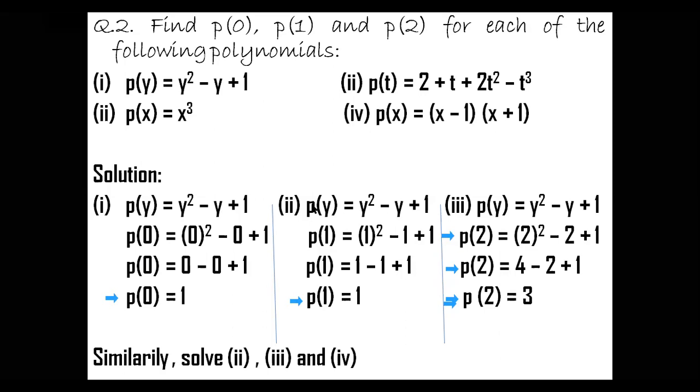Similarly, for all the remaining questions, that is question number 2, question number 3 and question number 4, you have to find the value of P of 0, P of 1 and P of 2, very similarly to what we did over here. Replace the variable first by 0, so you get P of 0, then by 1, so that you get P of 1, and then the variable is replaced by the number 2, so you get the value of P of 2.